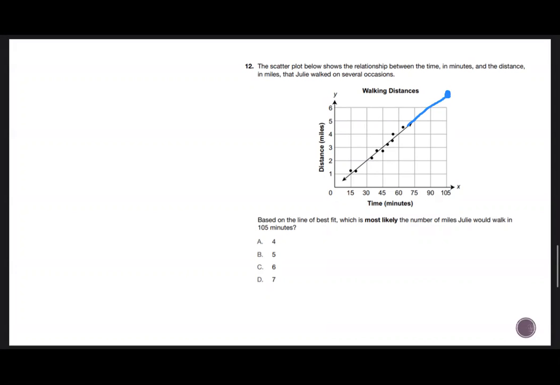Looking at our options, we know that at 105 minutes, she's already passed 4 miles. She's also already passed 5. She's passed 6. And the next number we have there is 7. So at 105 minutes, Julie would have walked 7 miles. And that is the last problem for this video. Make sure that you're still reviewing some Keystone Algebra problems as much as possible prior to the exam.